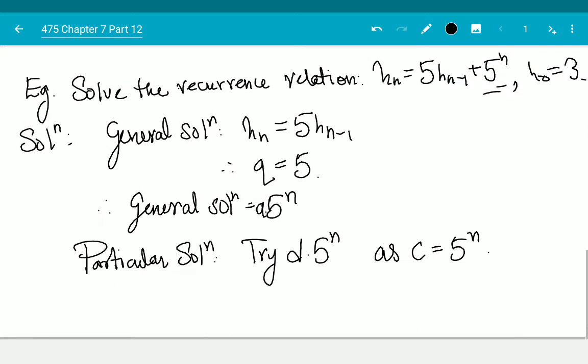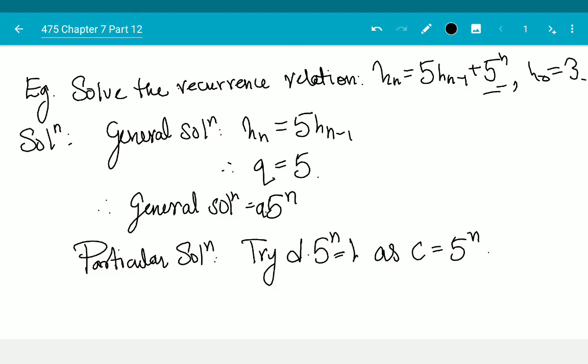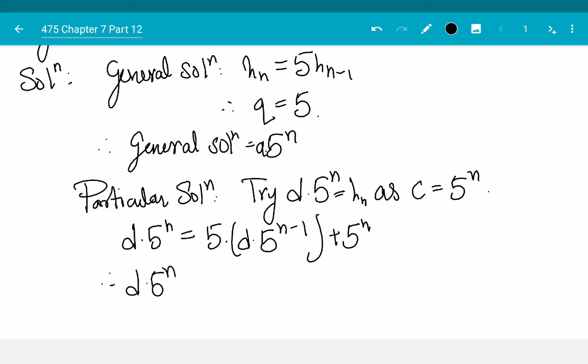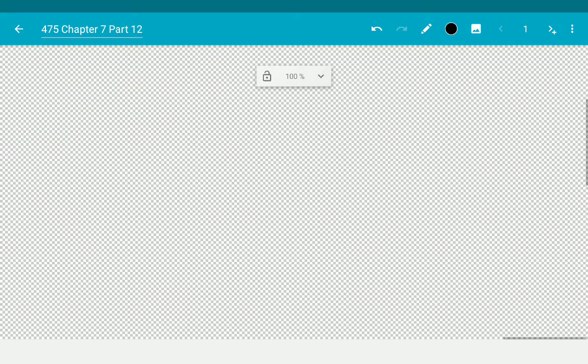And you'll see I've run into trouble. So I get d times 5 to the n is equal to 5 times d times 5 to the n minus 1 plus 5 to the n, and therefore d times 5 to the n is equal to d times 5 to the n plus 5 to the n. And that tells me my d should be 0, right? And this is a big fat no-no. So what the heck?